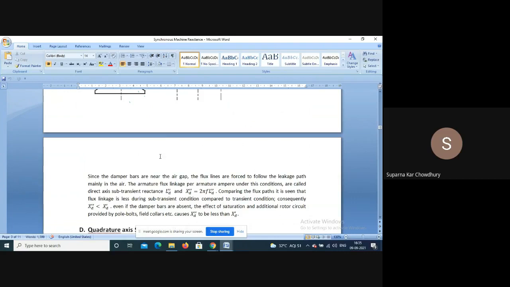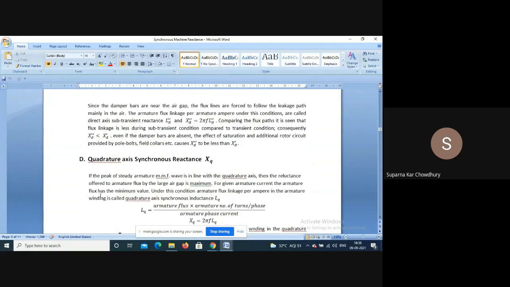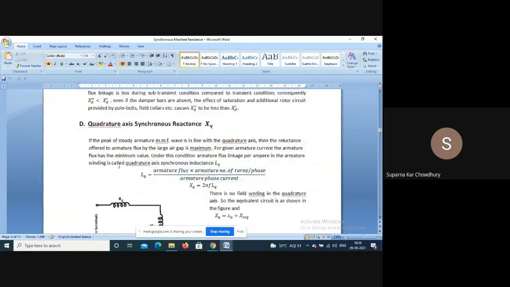Comparing the flux path, it is seen that the flux linkage is less during subtransient compared to the transient condition. So XD double dash is less than XD dash. So we have XD double dash less than XD dash, which is less than XD. Now, similarly, for the quadrature axis, we will have reactances.